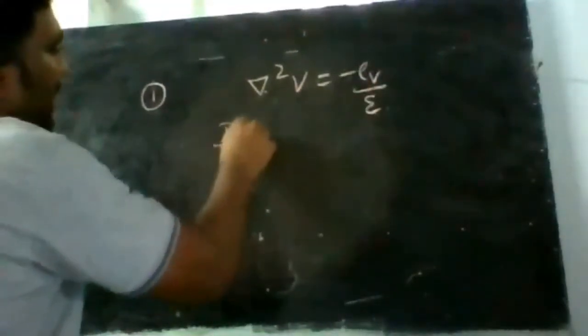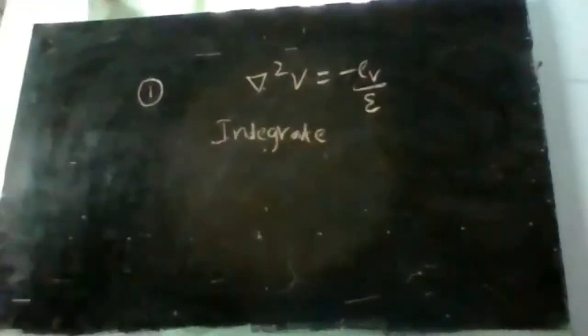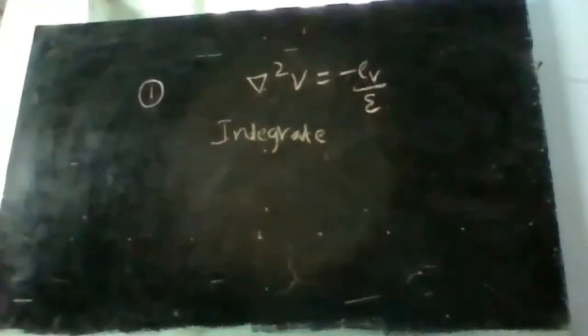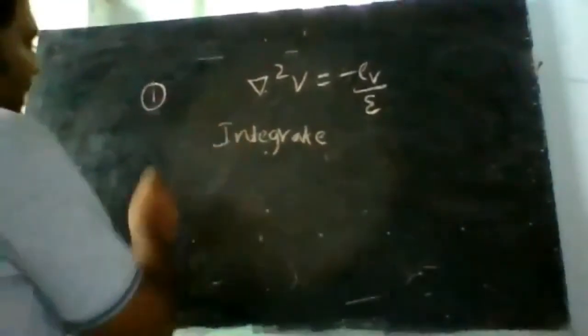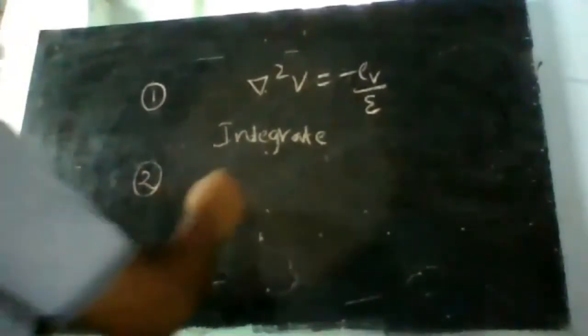So the first step is to write the equation and integrate it. Integrate the expression, right? When you're integrating, the second step is to assume the constant.